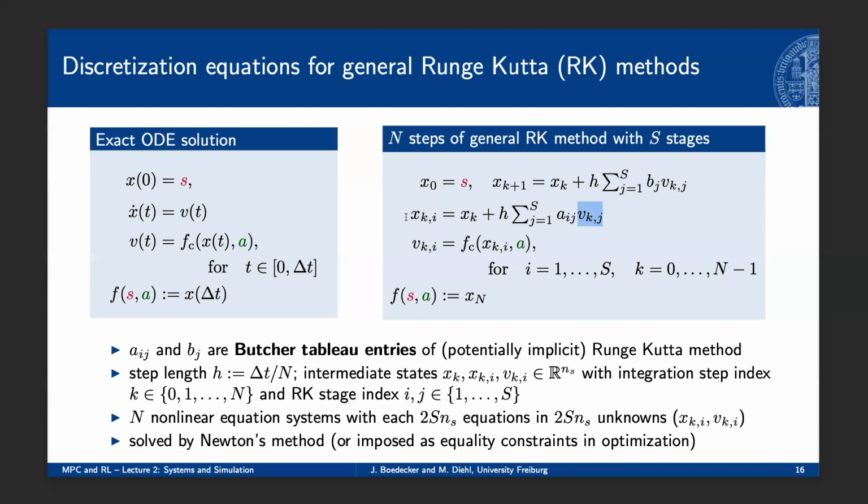So at the end, the complicated part is hidden in these two equations, and you have n of them, and each of them has 2 times s times n_s equations. n_s is the state dimension, and you could potentially solve them. Yeah? So they have exactly the same number of unknowns. And you could solve that by Newton's method, or you can impose it as equality constraints in optimization. That's what we do in collocation methods, for example.